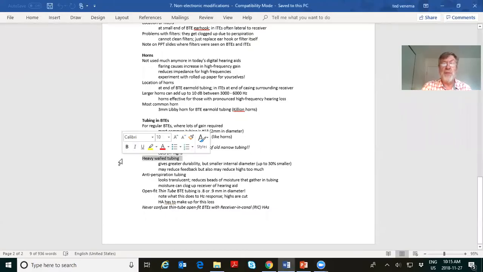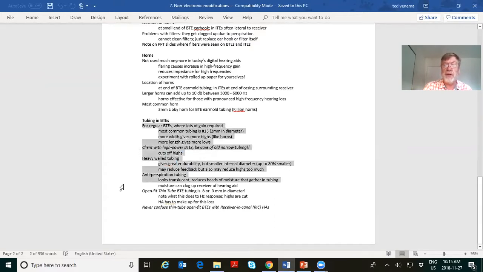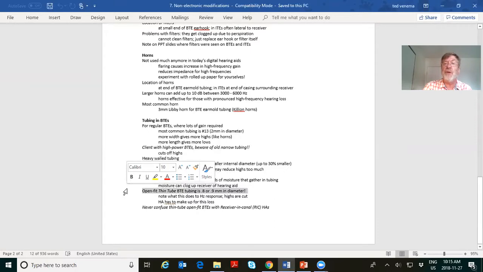Heavy walled tubing you can sometimes order, gives greater durability, but tends to have a smaller internal diameter. May reduce feedback, but may reduce the highs too much. Sometimes anti-perspiration tubing can be bought, but don't worry, that's all number 13 tubing from here to here. Today, we mostly are looking at, especially for mild to moderate loss, thin tube BTE. Tubing is about 0.8 to 0.9 millimeters in diameter.